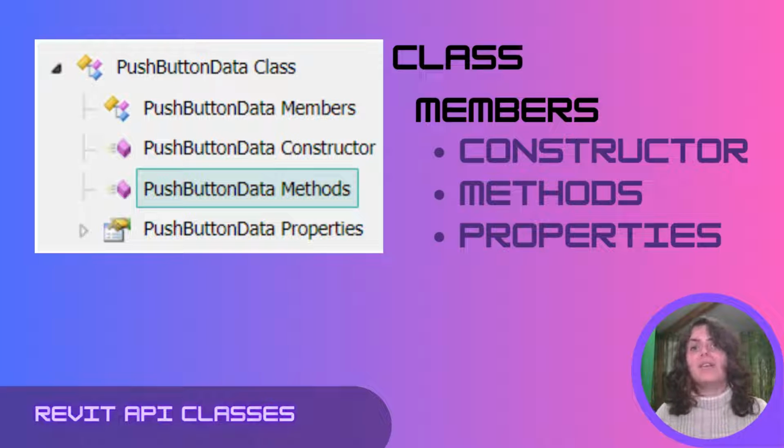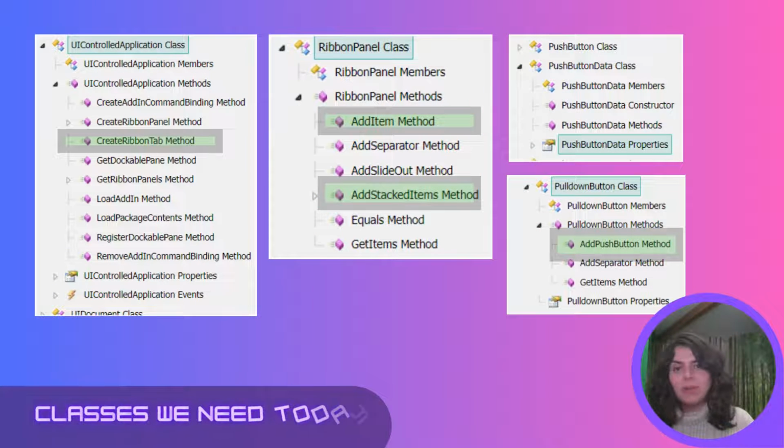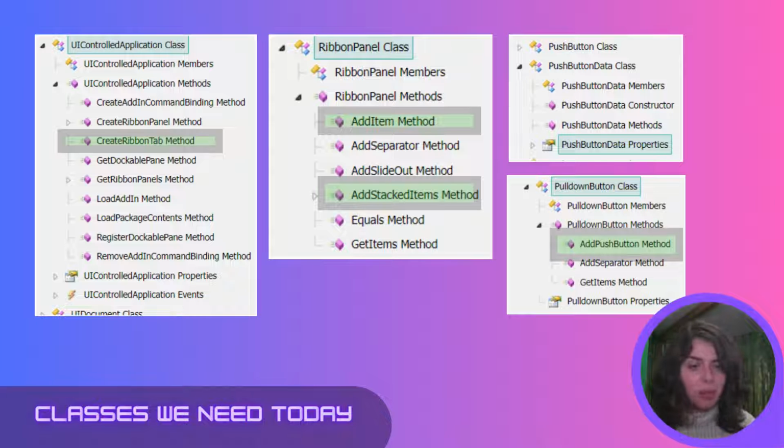Today we are going to focus on several classes, among which UIControlledApplication class that will help us create our ribbon tab and ribbon panel. And later on the RibbonPanel class, that will allow us to add our standalone materials button and later on all the stacked items we need. And of course, we're going to use the PushButton and PullDownButton class, and respectively the PushButtonData and PullDownButtonData class.